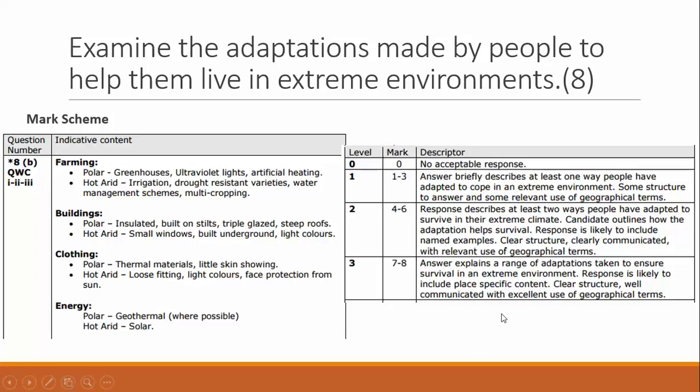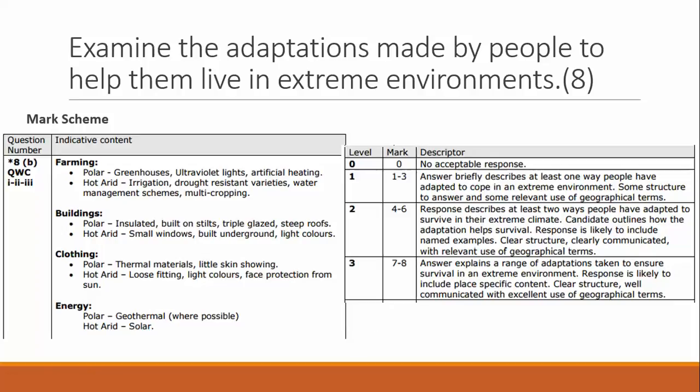Most of you who couldn't remember anything were at least able to write something and came up with some really good ideas. Mark scheme here has got different examples talking about polar and hot arid and different things which different groups of people do, particularly adapting farming, buildings, clothing and energy. In general, a pretty well done question.